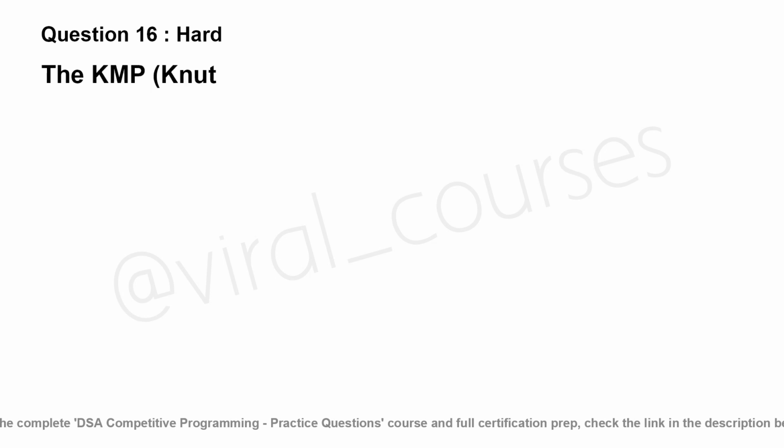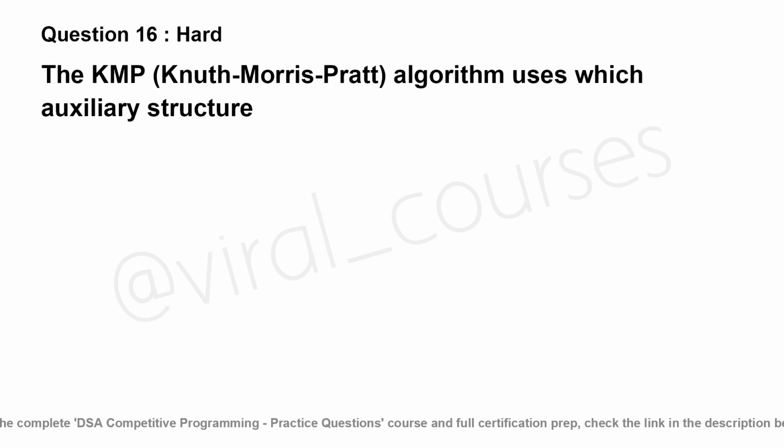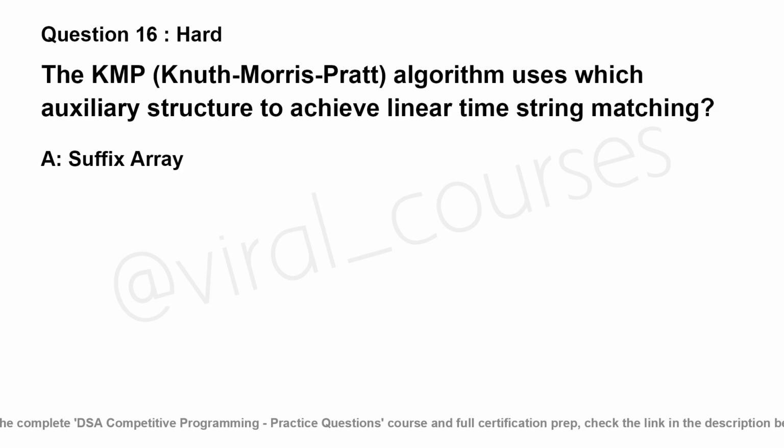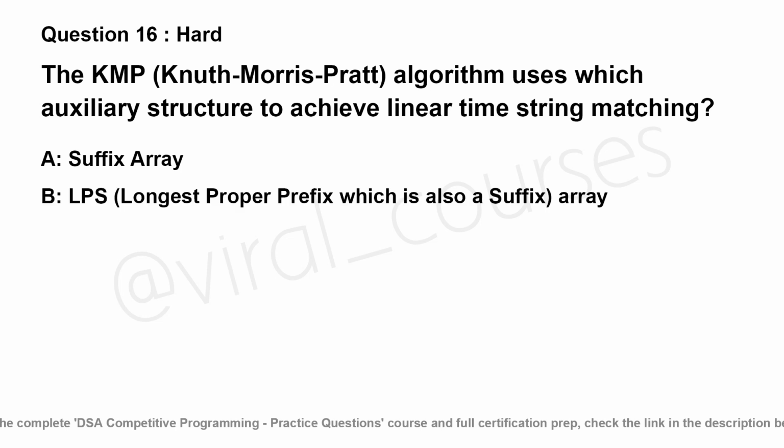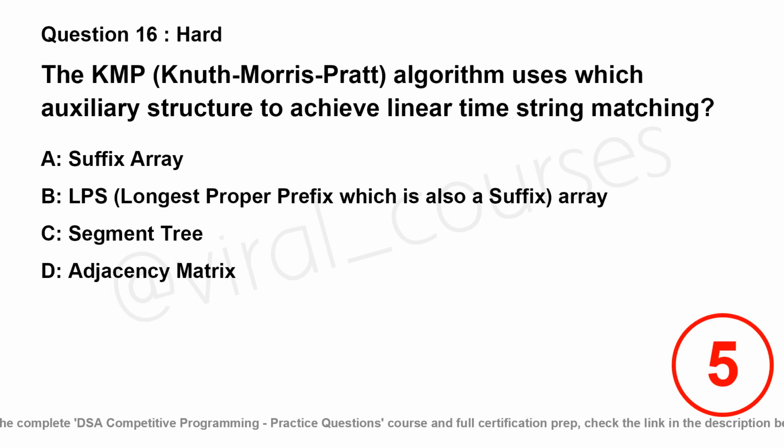The KMP (Knuth-Morris-Pratt) algorithm uses which auxiliary structure to achieve linear time string matching? Option A, suffix array. Option B, LPS (longest proper prefix which is also a suffix) array. Option C, segment tree. Option D, adjacency matrix.